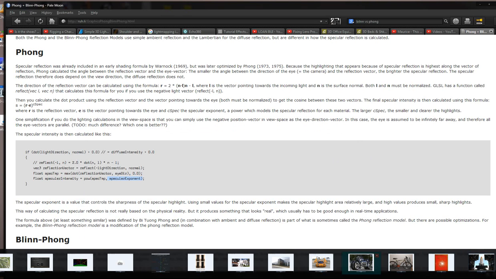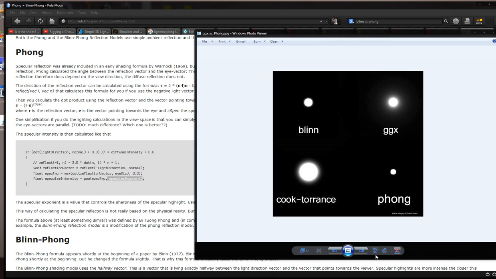So that's the Phong model, and the Phong model creates some very, very intense highlights. This is the Phong model. As you can see, the highlight is very intense and the highlight is very small. Blinn is less small and there's a little bit more of a falloff.